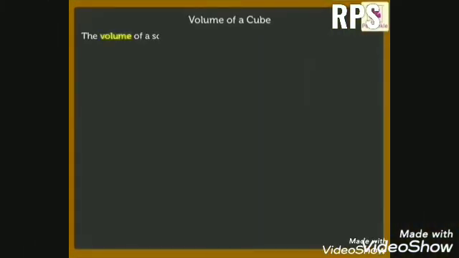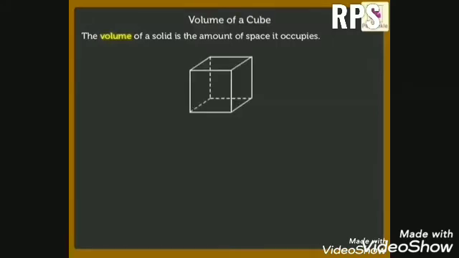The volume of a solid is the amount of space it occupies. We know that a cube is a solid geometrical object with 6 faces. Each face of a cube is a square. In the figure, the length, breadth, and height are marked, but as it is a cube, all its edges measure the same. Therefore, let us call each of its edges a side.